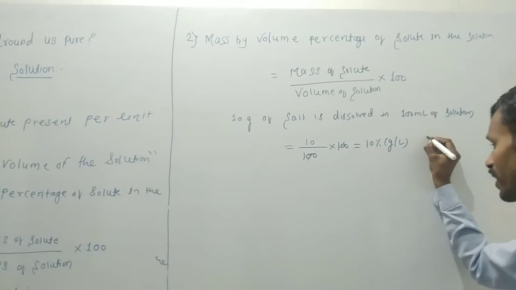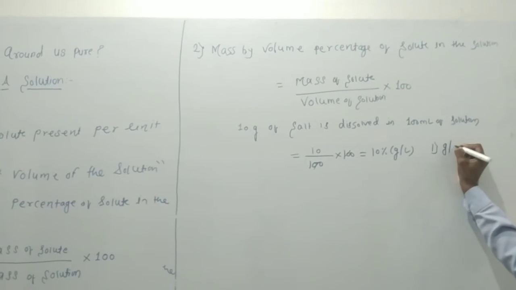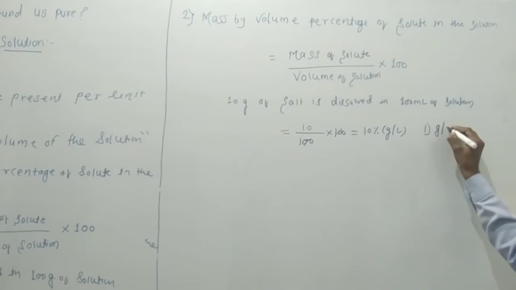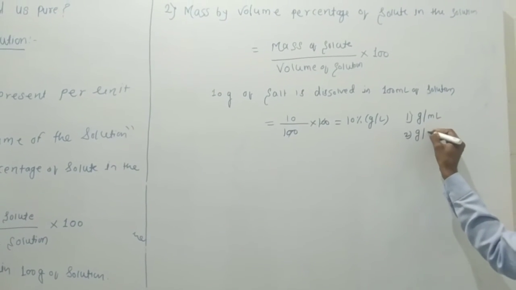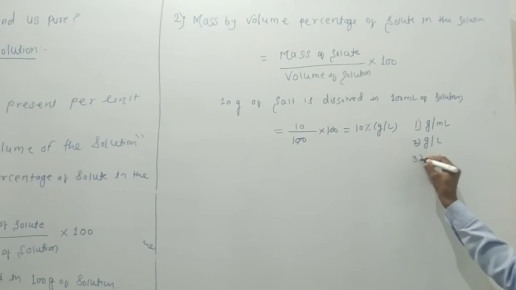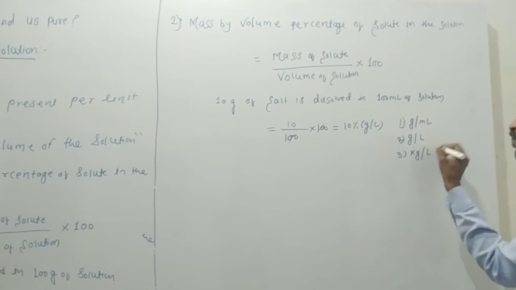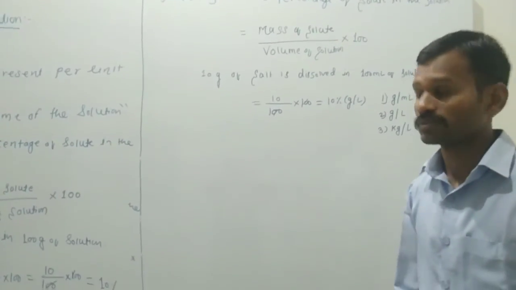I already said that it is present in three ways: one is gram per liter, second is gram per milliliter, and third is kilogram per liter. This way we can find it.